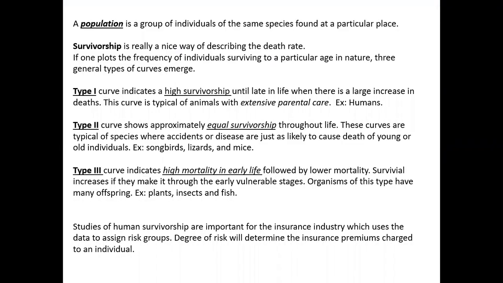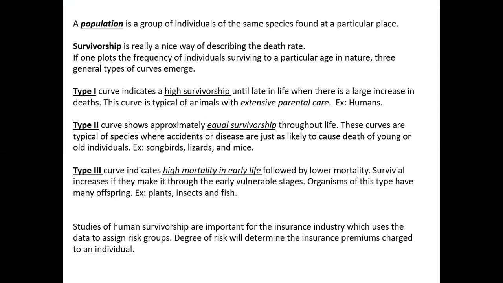Okay, so what is a population, first of all? A population is a group of individuals of the same species that are found in a particular place, okay? So you can have a population of fish in a pond. They're the same species, but you can also have another population of frogs in that same pond. Those are two different populations. You can have another population of fish in a different pond. So just remember, when we're talking about a population, we're talking about a group of individuals of the same species in a particular area, a particular place.